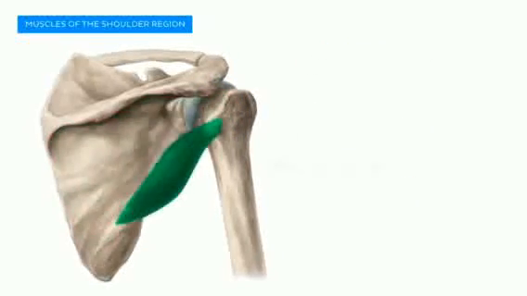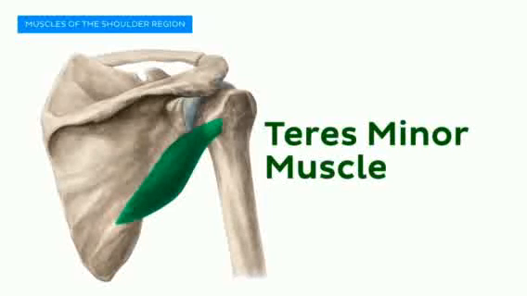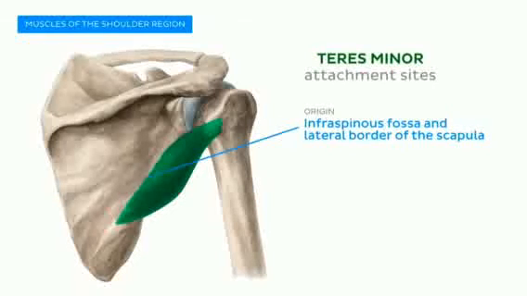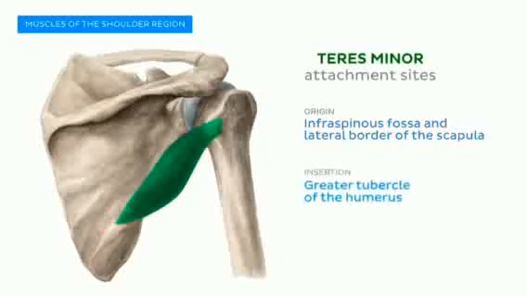And moving inferiorly, we find our third member of the rotator cuff, which is known as the teres minor muscle. It originates from the infraspinous fossa and lateral border of the scapula and finds its insertion just distal to that of the infraspinatus on the posterior aspect of the greater tubercle of the humerus.